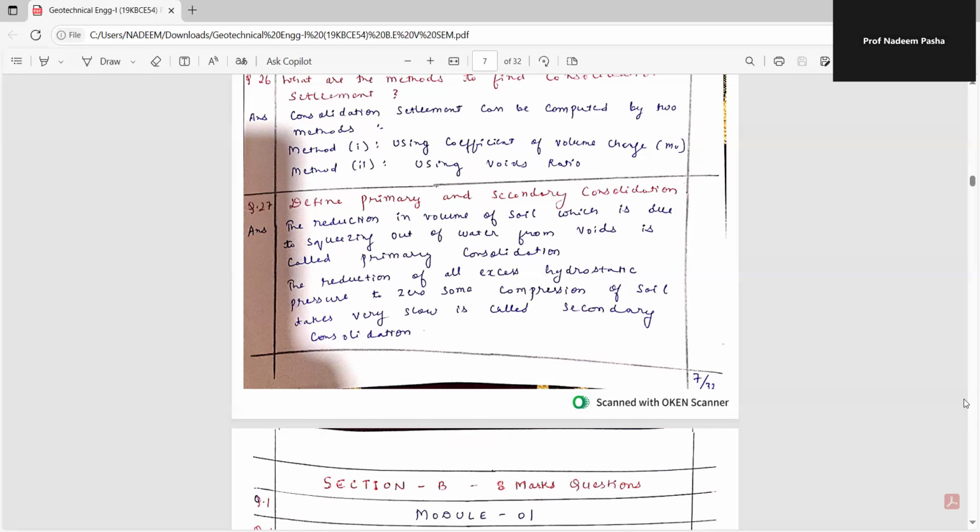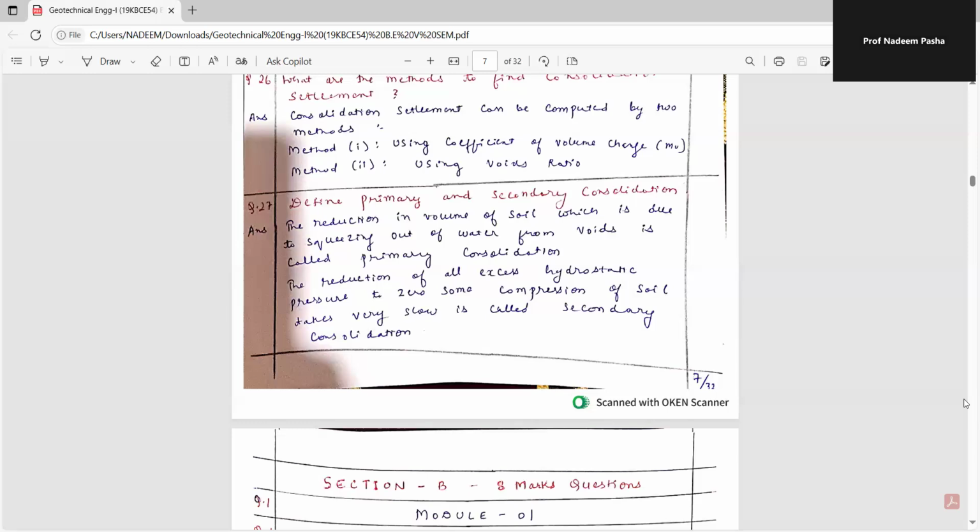Last question is define primary and secondary consolidation. So how are we defining primary and secondary consolidation? The reduction in volume of soil, which is due to squeezing out of water from voids, is called primary consolidation. How do we define primary consolidation? The reduction in volume of a soil. The volume of the soil is reducing, due to what? The reduction in volume of soil which is due to squeezing out of water from voids is called primary consolidation.